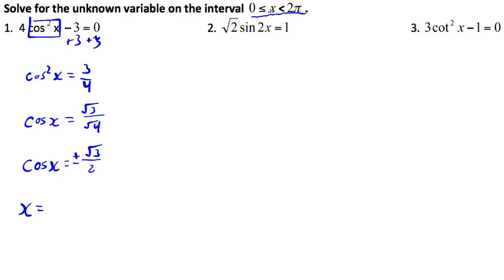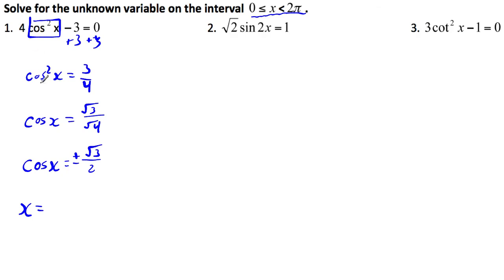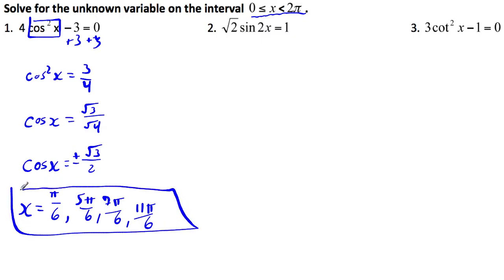Well, inside this domain, we're going to have pi over 6, 5 pi over 6, 7 pi over 6, and 11 pi over 6. So basically, everywhere on the unit circle where we have either a positive root 3 over 2 or a negative root 3 over 2. That's it.